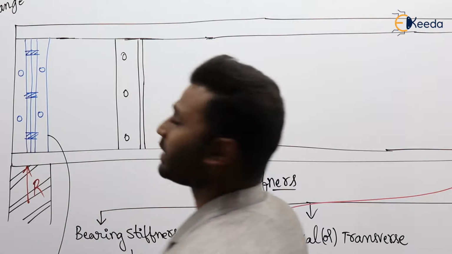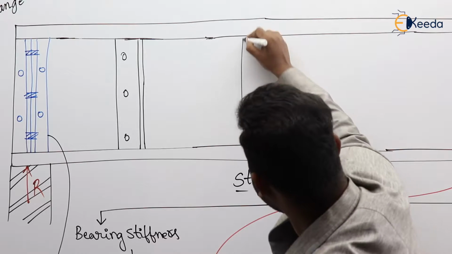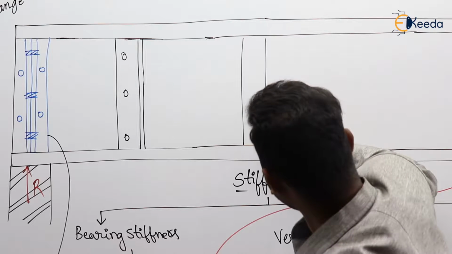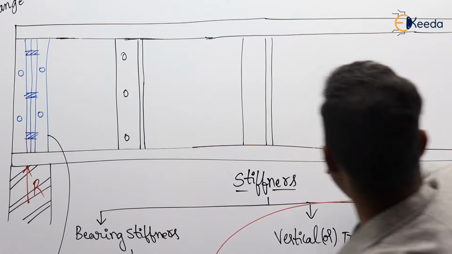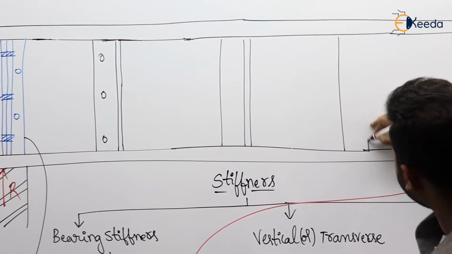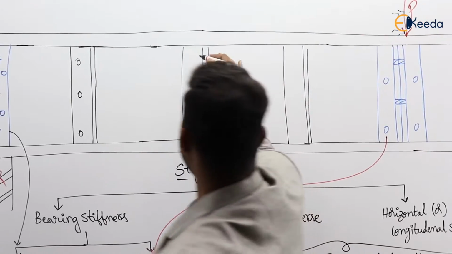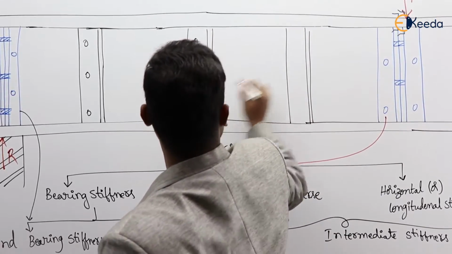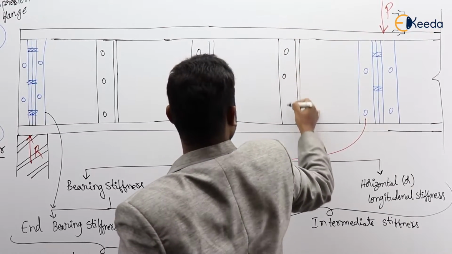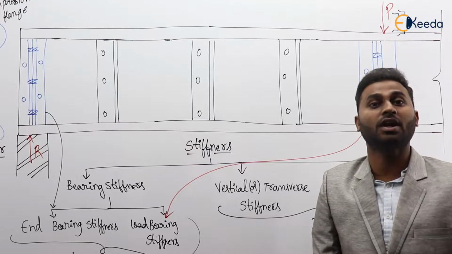So this is one transverse stiffener. Okay. So here there exists one more transverse stiffener. Transverse stiffeners exist in between bearing stiffeners. That is why they are called intermediate stiffeners. As I said, transverse stiffeners are provided in between bearing stiffeners. That is why they are called intermediate stiffeners.